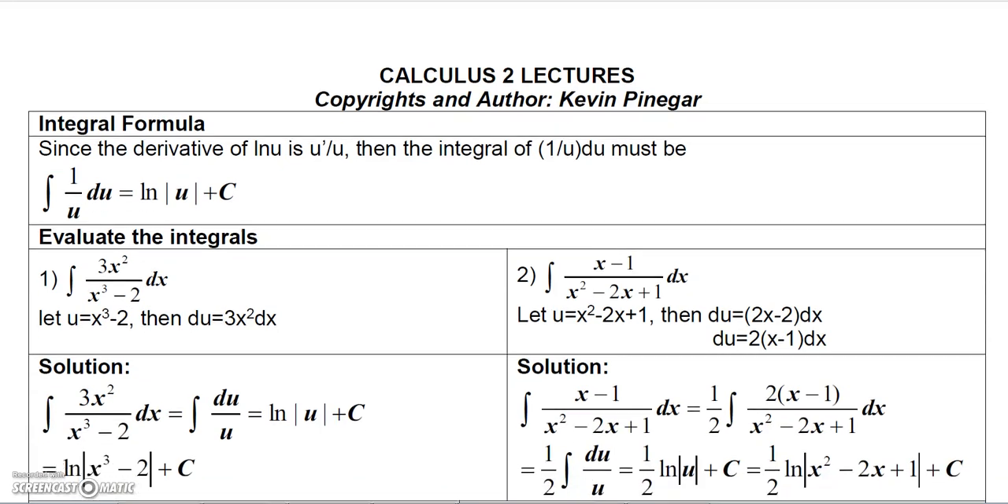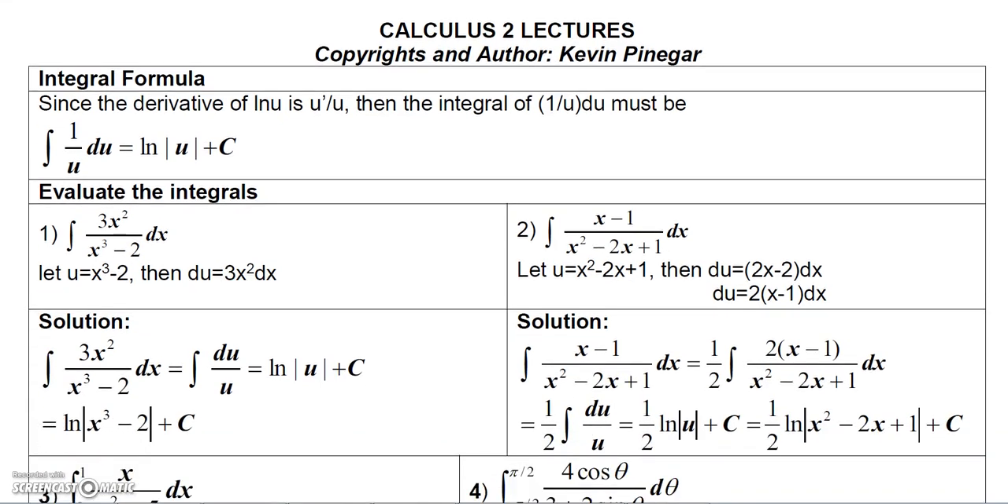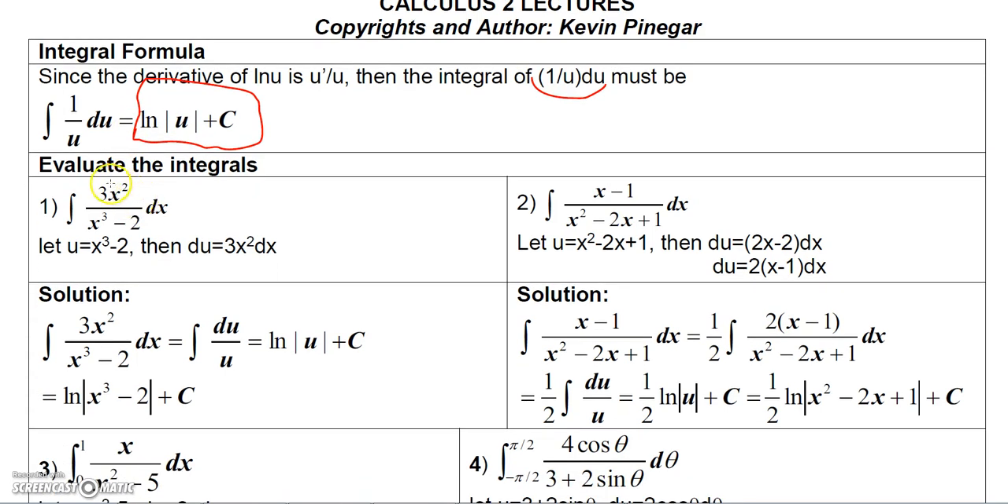Okay, now let's talk about integration involving log. Since the derivative of natural log of u is u prime over u, then if we were to integrate 1 over u du, we must get the natural log function back. But actually, when we do this, we have to write it as the integral of 1 over u du is equal to the natural log of the absolute value of u, to avoid any negative values in the argument of the log. Okay, so let's say you want to integrate these problems down here.